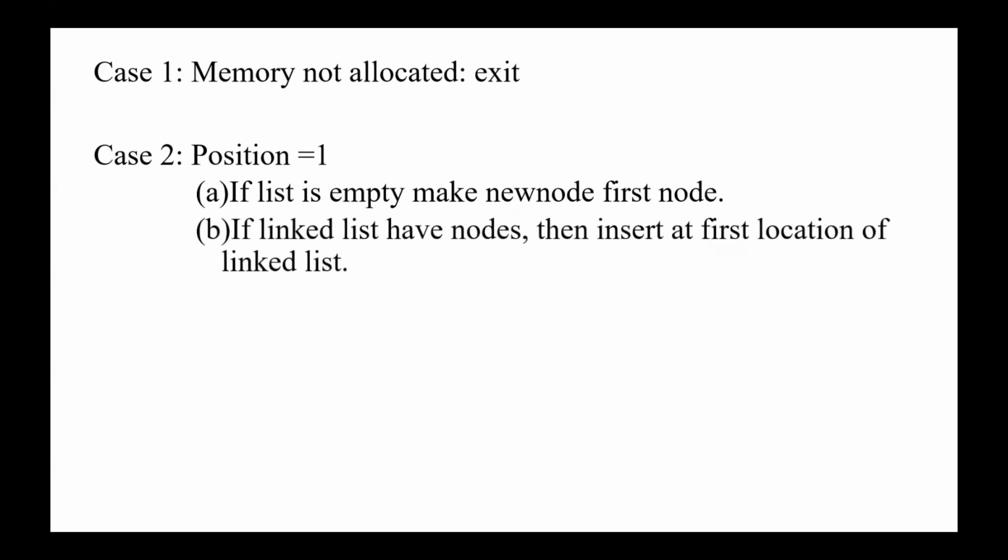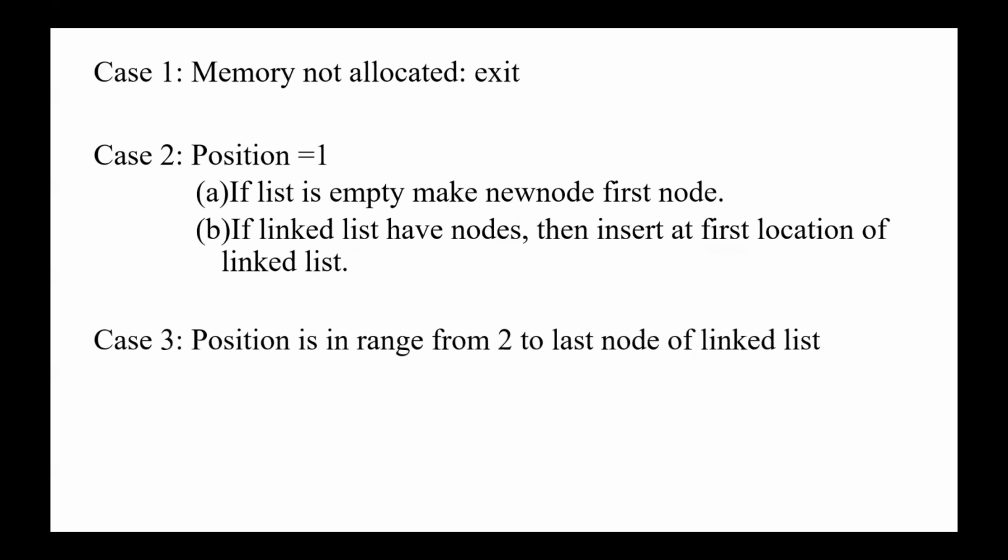Second case: memory allocation is done, and the position is one, which means we want to insert the element into the linked list at the first position. In this case, we have to check whether the linked list is empty or not. If the linked list is empty, then we have to make the new node the first node. If the linked list has multiple nodes, we perform the same algorithm to insert an element at the first location of the linked list.